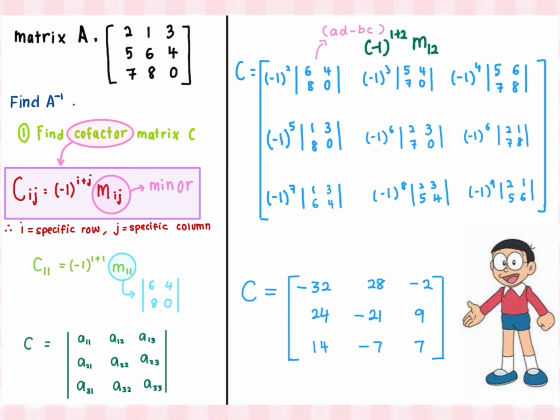So guys, from the situation, we can arrange the orders into matrix form like this. And next, we would like to find the inverse of the matrix.